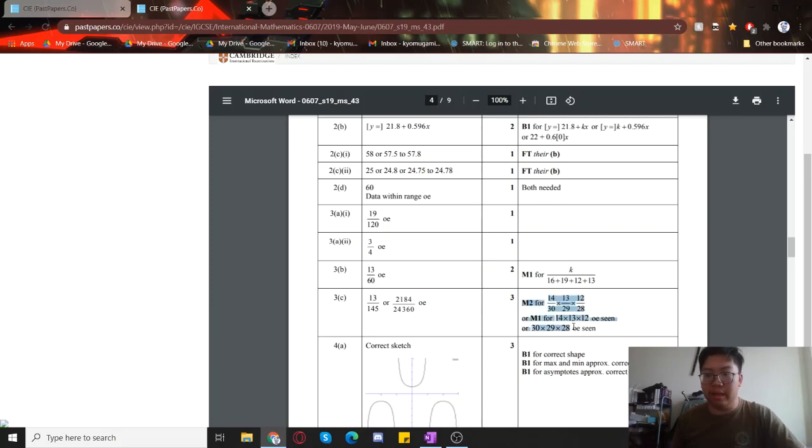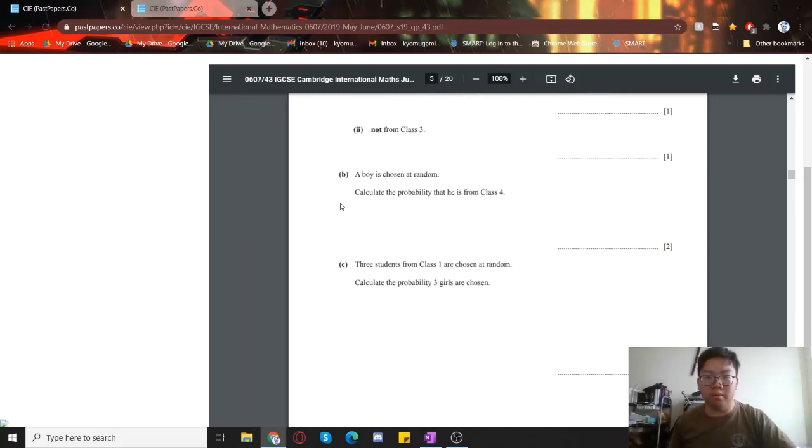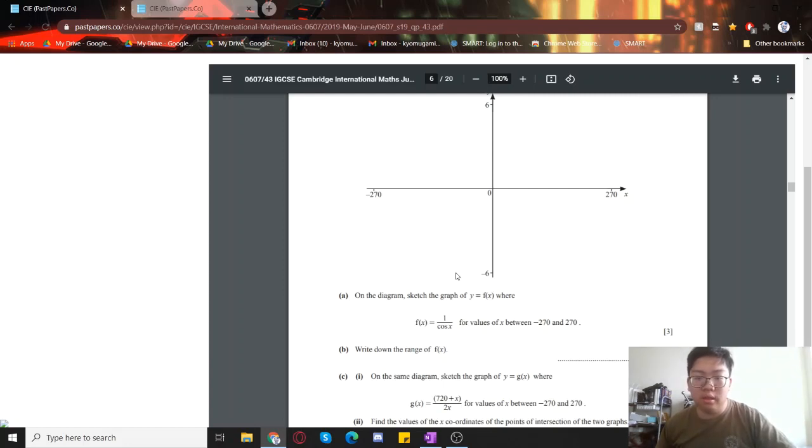Yeah, okay, that's how you would work it out. Yeah, that's fine. Okay, this is still pretty easy. So f of x equals 1 over cos x for values of x between minus 270 and 270.